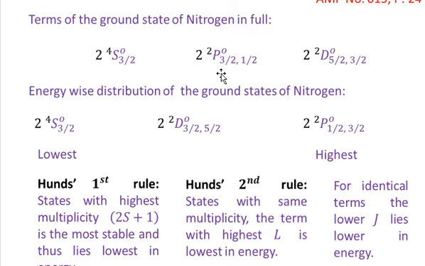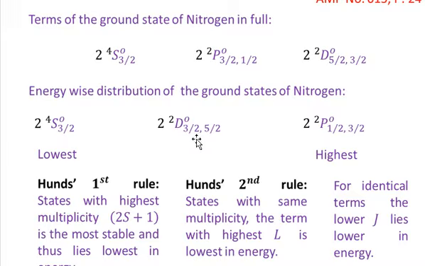After the multiplicity, if the multiplicities are the same, look at the value of capital L. If capital L is larger, for example for the D state, the term is lower in energy.